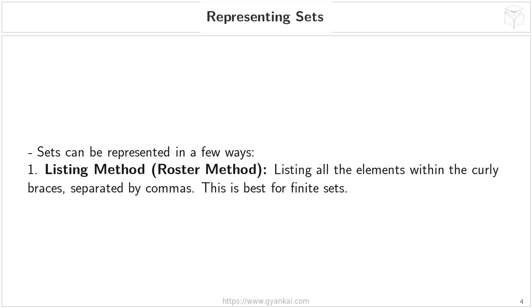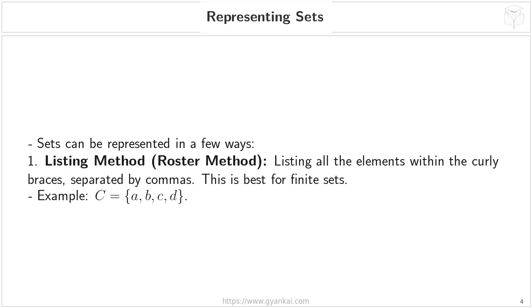This method works really well when you have a finite set, meaning a set with a limited number of elements. Look at the example. C equals the set containing a, b, c, and d. Notice how each element is inside the curly braces and separated by commas. So, C is a set containing those 4 specific letters.